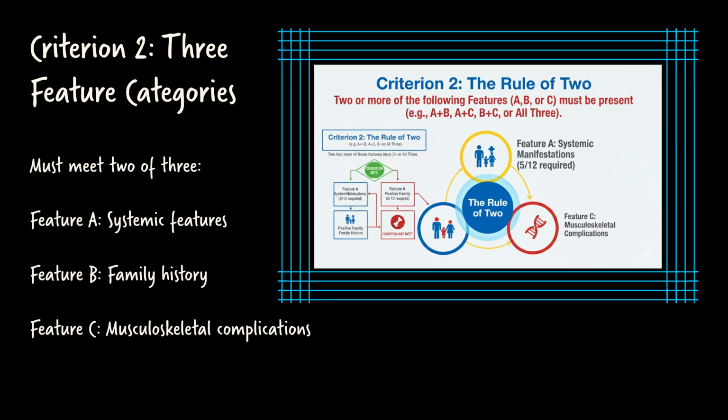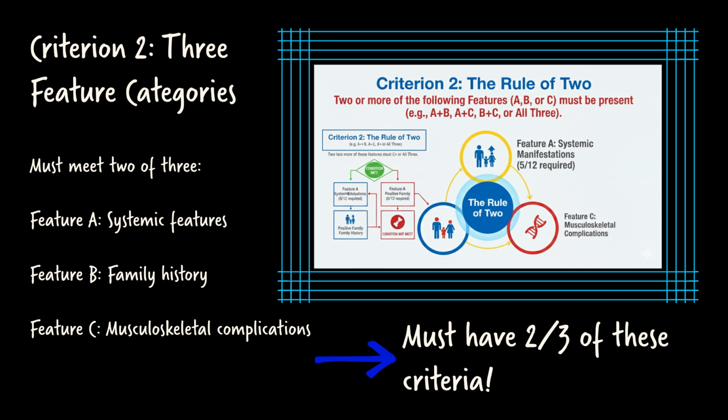Criterion 2 evaluates the broader clinical picture and is organized into 3 categories. Feature A focuses on systemic manifestations of a connective tissue disorder. Feature B captures a relevant family history consistent with the current diagnostic criteria. Feature C addresses musculoskeletal complications, including chronic pain or joint instability. To meet Criterion 2, a patient must satisfy at least 2 of these 3 features, ensuring that the diagnosis reflects multi-system involvement rather than joint findings alone.